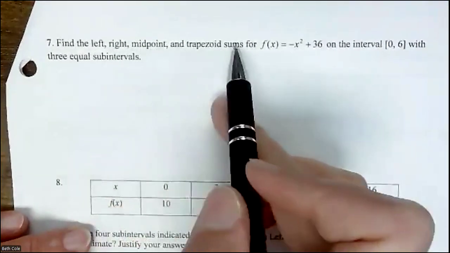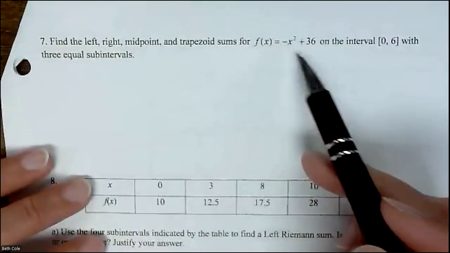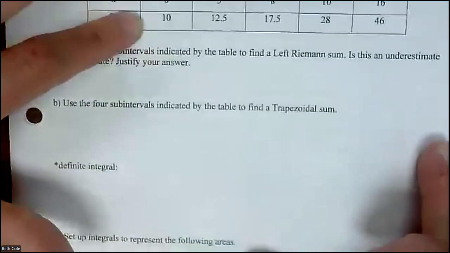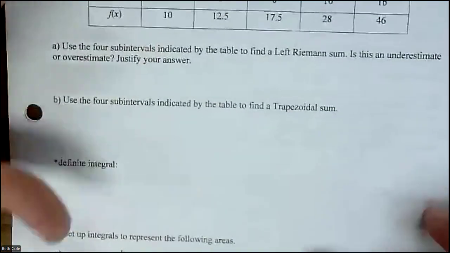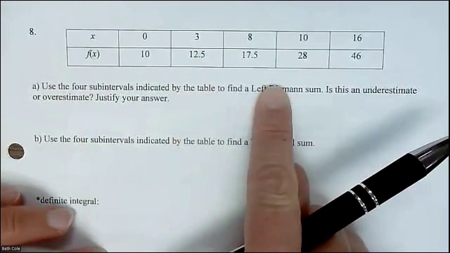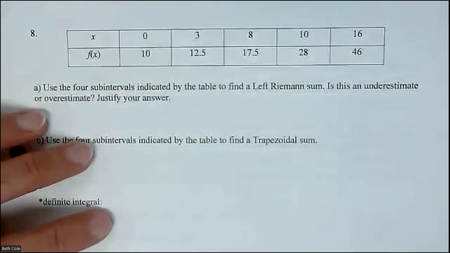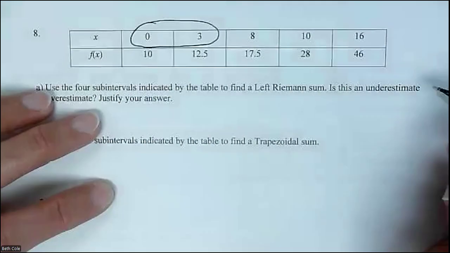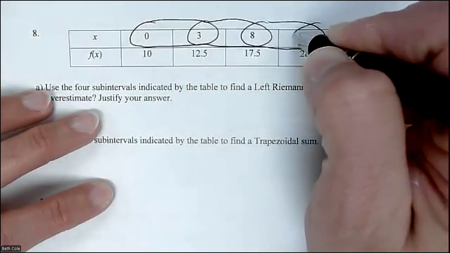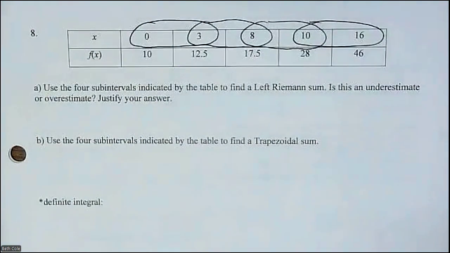All right, so we're going to find each of these for this function. Actually, you know what? I'm going to skip that one because we're going to do the exact same thing here. For the sake of time, I'm going to skip that one. We're going to just jump down to number 8. So we're going to use the 4 subintervals indicated in the table to do a left Riemann sum. I strongly recommend that you circle them. This is the first one. This is the second one. This is the third one. And this is the fourth one. And so we should have 4 rectangles all added up.